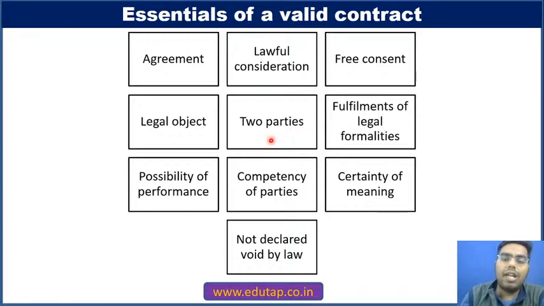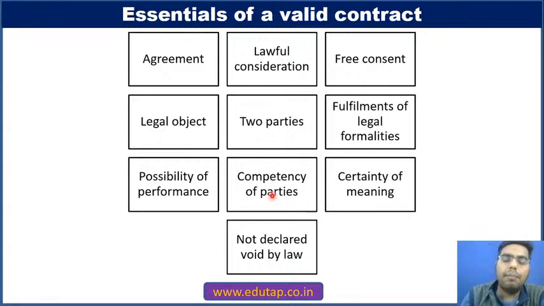Then a contract should have two parties. I cannot make a contract with myself. There should be at least two parties for a contract. I cannot say that on Valentine's Day I'll buy myself a luxury gift. That is not a valid contract.